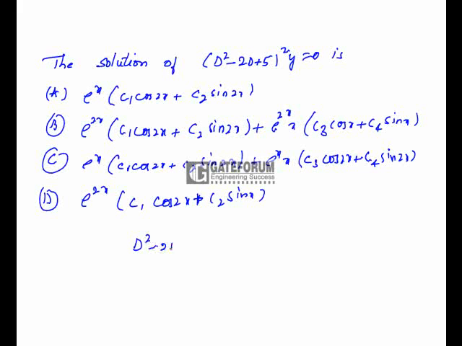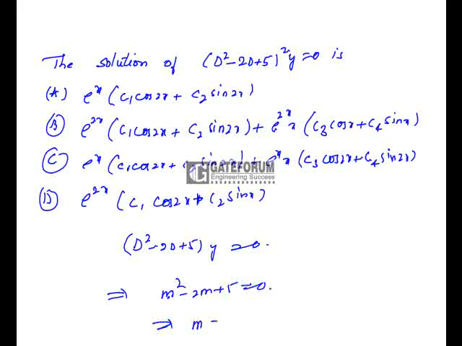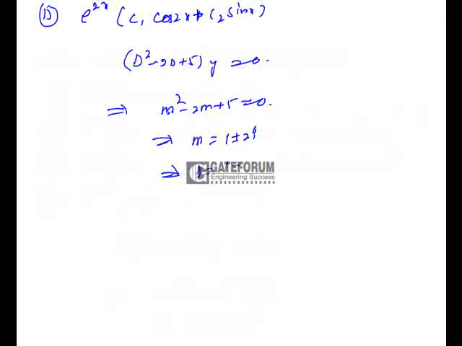D square minus 2D plus 5 times of y is equals to 0. Its auxiliary equation is m square minus 2m plus 5 is equals to 0. That implies m is equals to 1 plus or minus 2i, or it can be written as D is equals to 1 plus or minus 2i. Now for the given differential, that is D square minus 2D plus 5 whole square, there will be obviously repeated roots.